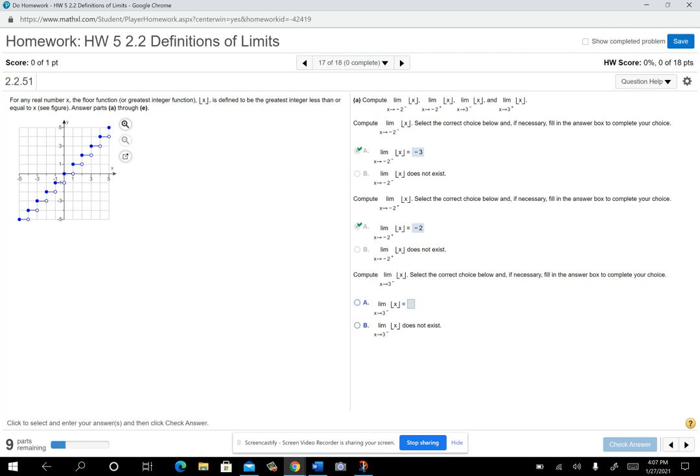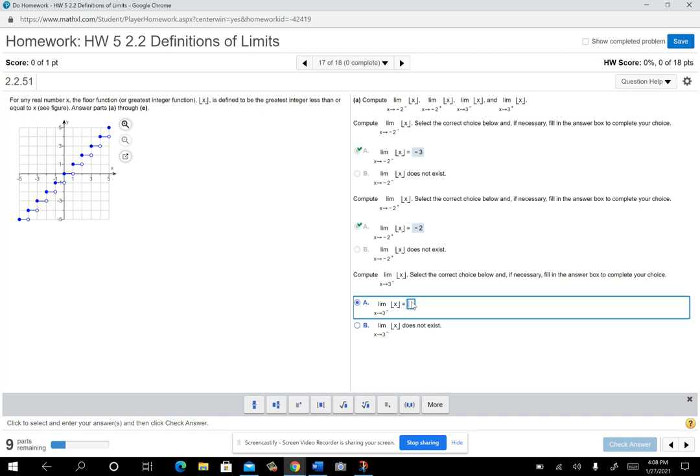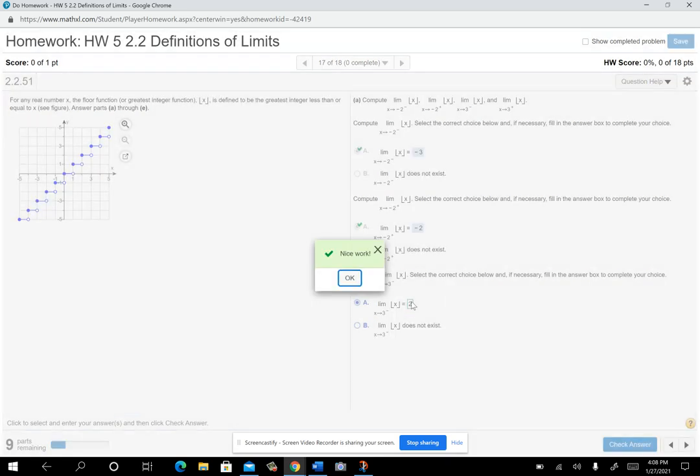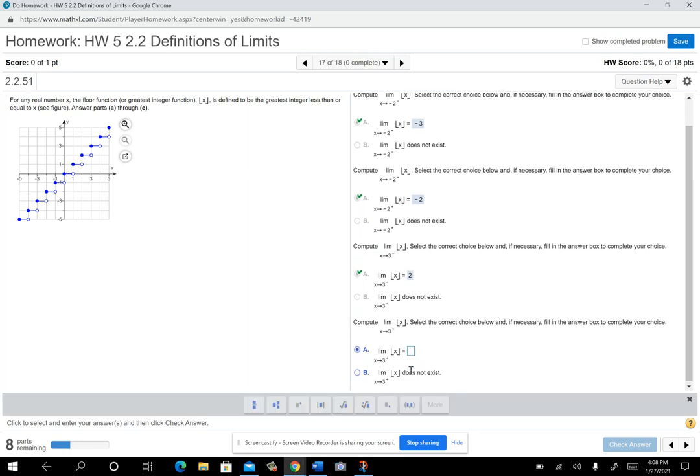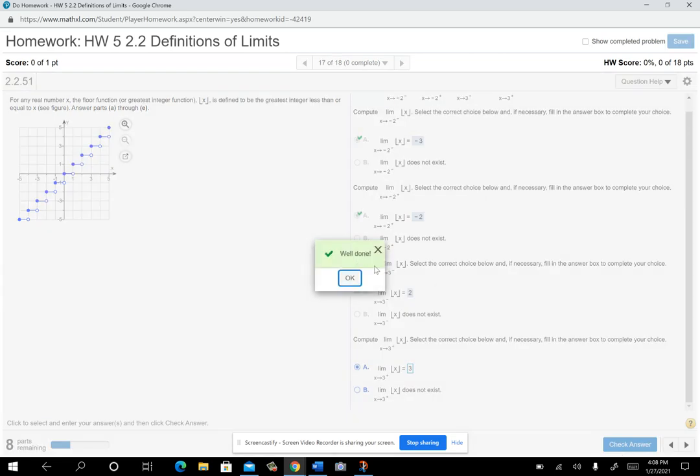And then it says, what about if you're approaching 3 from the left? If you're approaching 3 from the left, you're up at 2. So there you should put 2 in. And then if you're approaching 3 from the right, you go back to the picture, and you can see that when you approach 3 from the right, which means you're at like 3.9, 3.5, 3.2, the answers to all of those are going to be 3. The greatest integer less than or equal to those numbers.